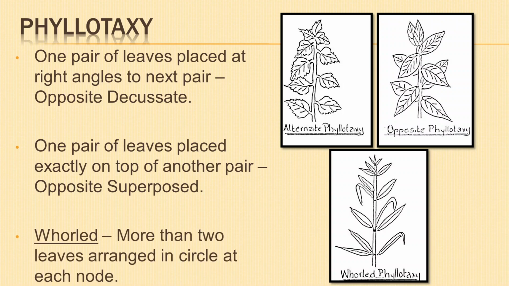When more than two leaves are arranged in a circle or whorl at each node, the arrangement is termed whorled, as in Nerium. Finally, we shall look into the functions of the leaf.